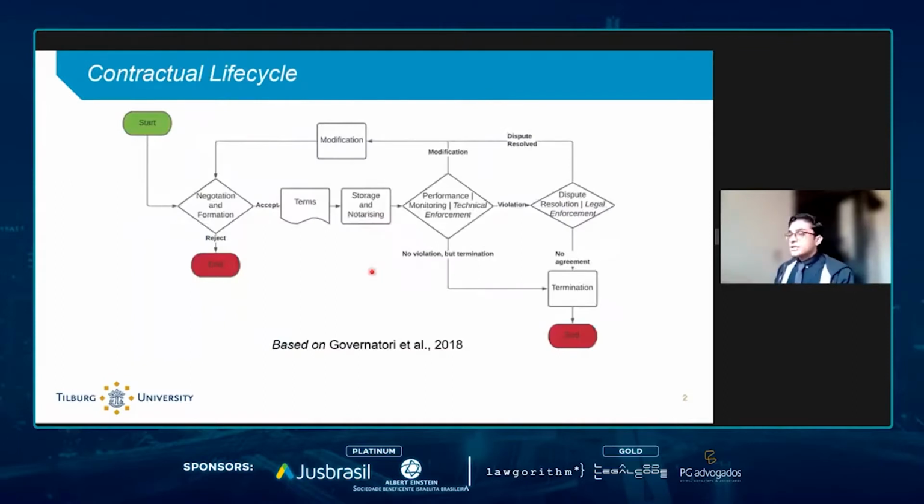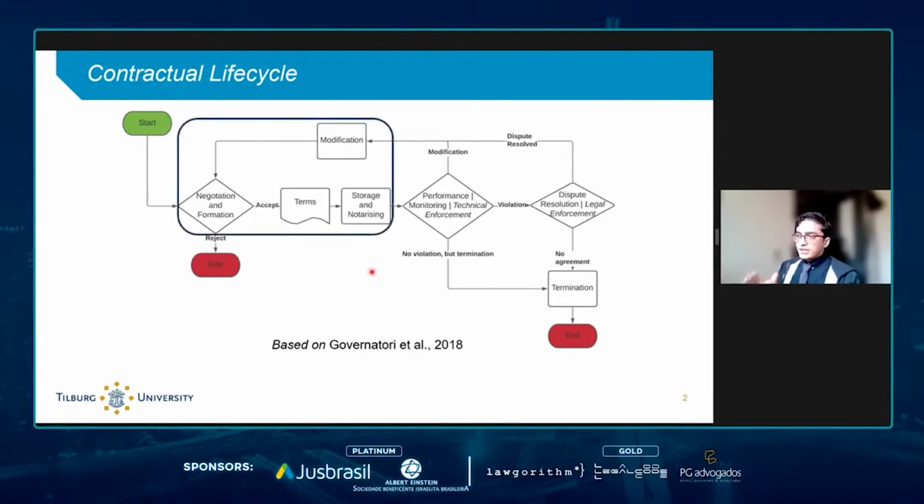Before coming to the problems actually, to understand the interaction of users and service providers in the context of the terms and conditions, we use the lens of the contractual life cycle to organize this process. We draw this flowchart on the basis of Governatory et al.'s paper, depicting the various stages that users go through in interacting with the terms and conditions and with the contract. And then we further categorize this into 3 phases. The first one is the negotiation and formation phase, where the users are interacting with the service provider and setting the terms of the interaction.